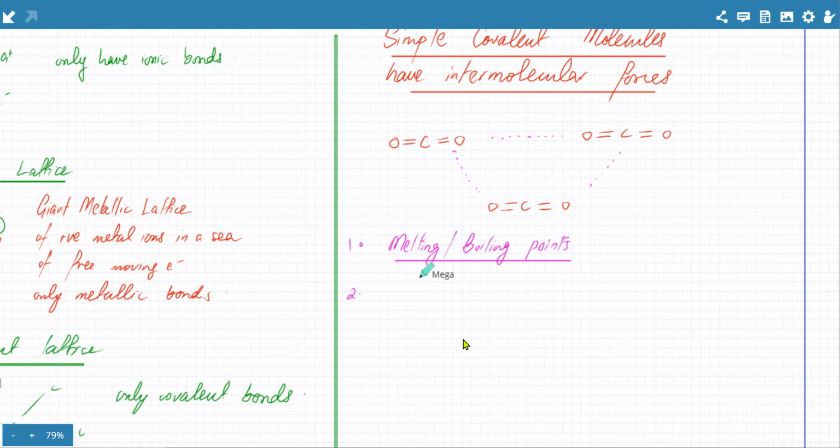I'll come to that, but that is one point, okay? But not the way that you're describing. As I'm going to talk about reactivity, I'm going to put reactivity a bit later. Solubility depends on intermolecular forces.